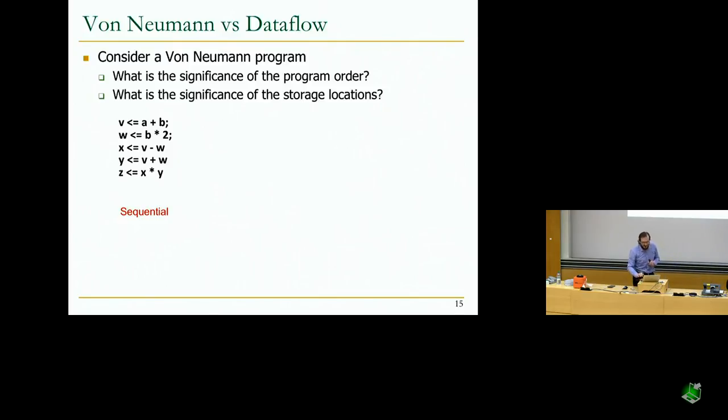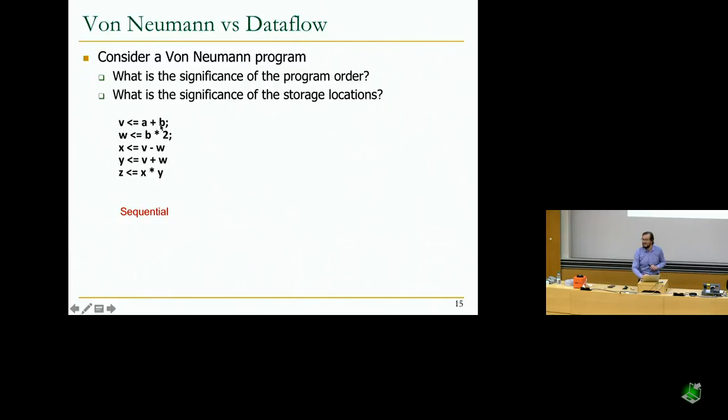What is the significance of the storage locations? This is maybe a little bit different question, right? If you look at the storage locations, this add puts its result into this location. It could be a register, let's say. And then this multiplication puts its result into W. And then you do V minus W to generate X, and V plus W to generate Y. And then you do X times Y to generate Z. So you always write to a location, a register, let's say, or a memory location, to communicate between instructions, right? The storage locations are enabling communication between instructions.